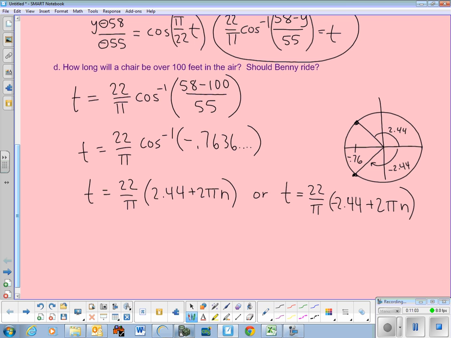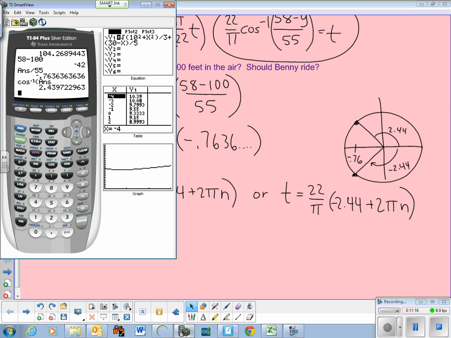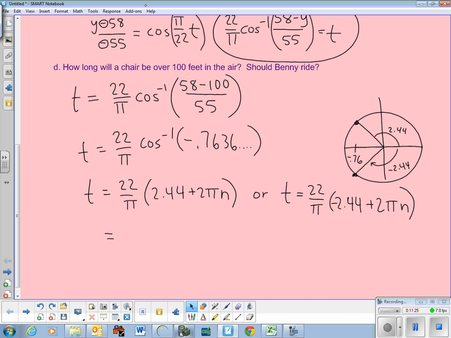Okay? And a couple of different ways you can approach it from here. I'm going to distribute this 22 over pi. 2.44 times 22. I'm going to keep my 2.44 number, again, to keep it more specific. I'm going to multiply it by 22. Get 53.674 over pi. I didn't involve the pi yet. Plus, now I'm multiplying 22 over pi, I'm just distributing here, by 2 pi n. So the pi's cancel. 2 times 22 is 44n.